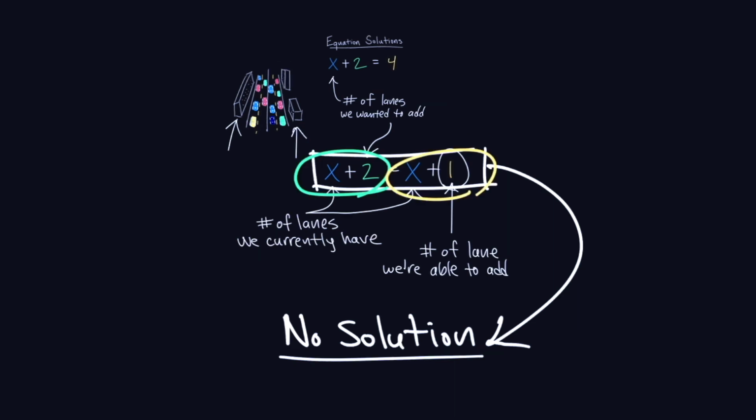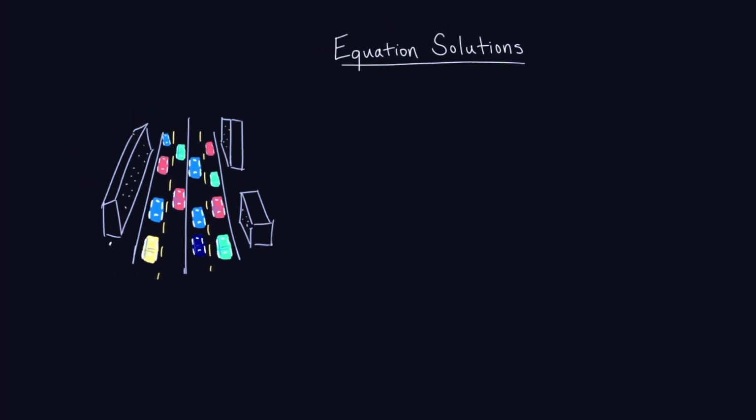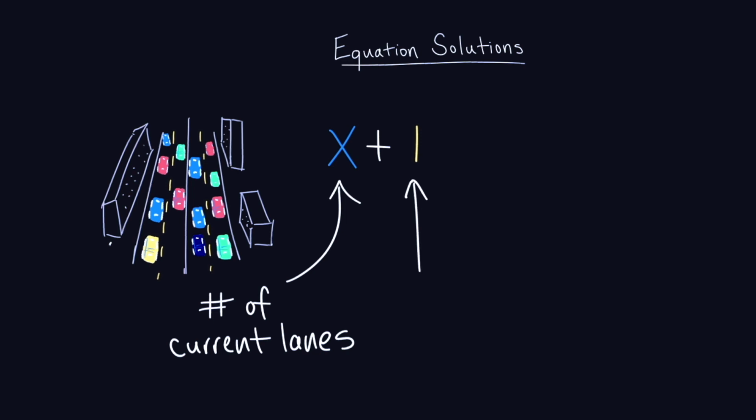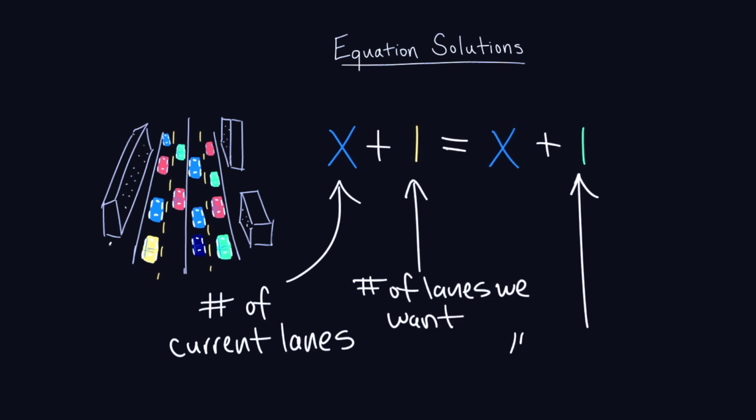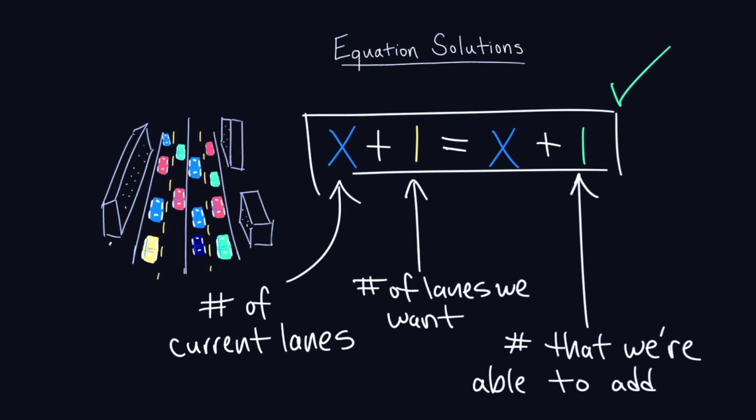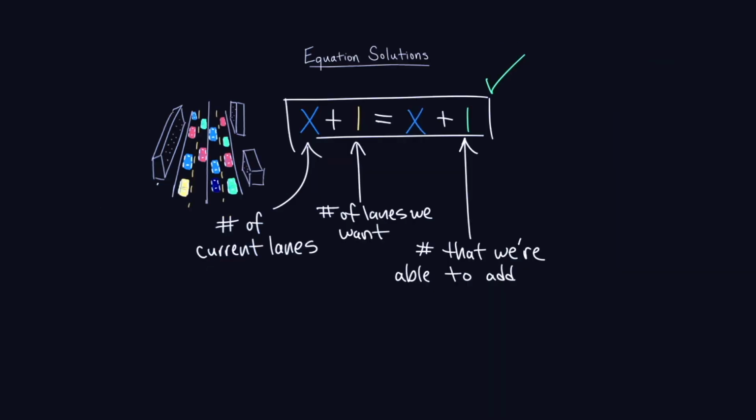And finally, I want to go over the idea of what it means to have an infinite number of solutions. To do that, I'm going to clear out some of this other stuff here. Let's imagine a scenario where we want to add one lane, and again we'll keep x as being the number of current lanes. And this number 1 here is going to represent the number of lanes that we want to have based on our new traffic needs. Where this one is the number that we're able to add. So whatever our x is, these are always going to equal each other. It doesn't matter what x you put in, these expressions are going to be the same.